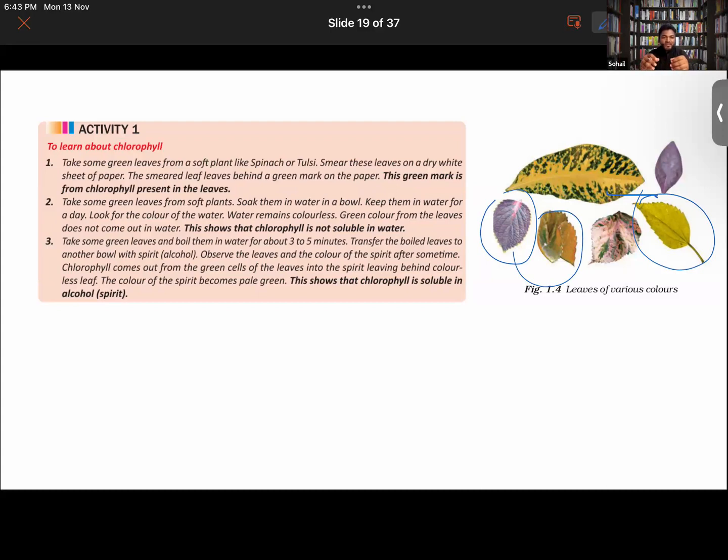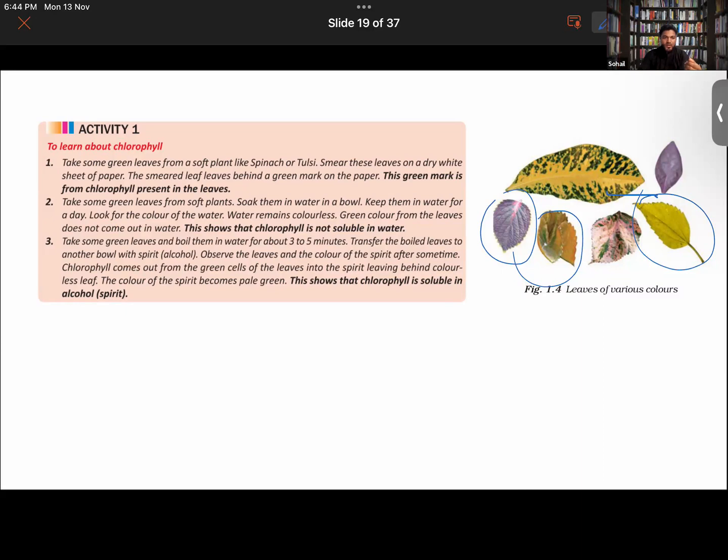So these leaves are also able to perform photosynthesis. They also synthesize starch in them. Like the rest of the leaves, they will also be performing photosynthesis, right? So basically, chlorophyll is there, but other pigments are masking over them. You understand now? It's a layer of other pigments over the chlorophyll. Hence, we don't get to see the green color, but it is present there.